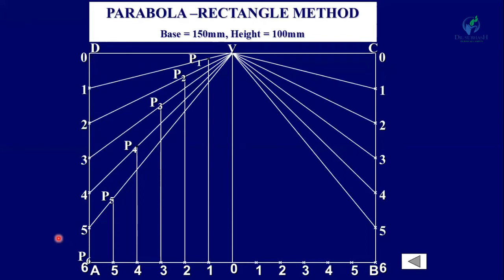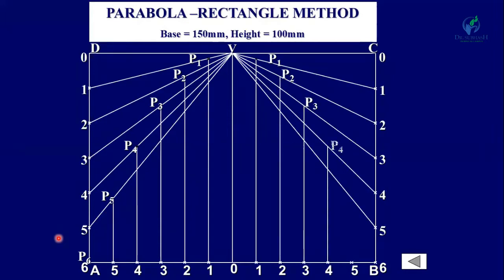Now repeat this process on the other side: P1, P2, P3, P4, P5 and finally P6. Now join all these points by a smooth curve. This curve is known as a parabola and this method is known as the parabola in rectangle method.